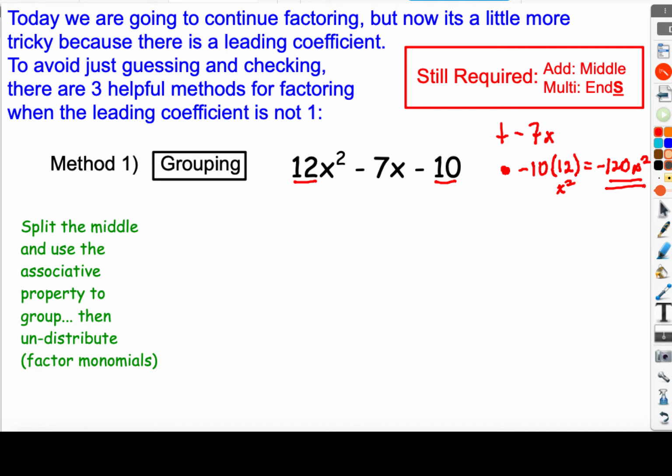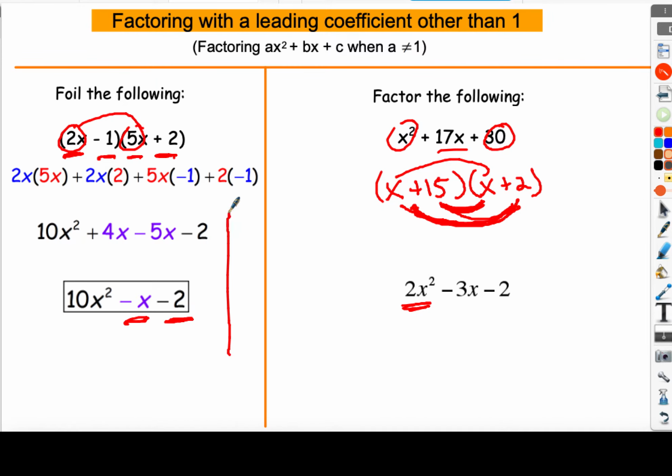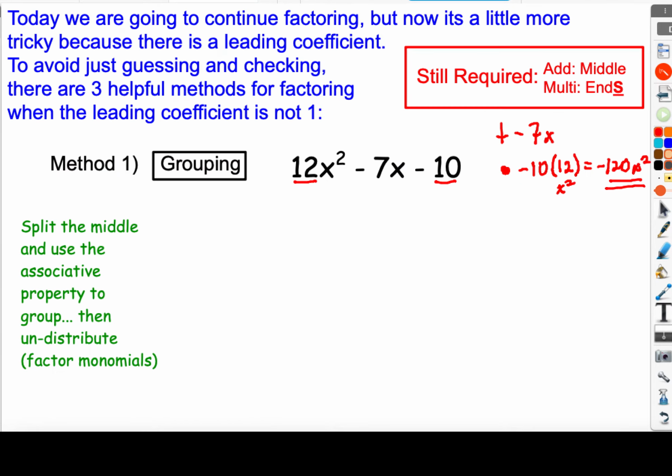After that, we're just going to take a few extra steps compared to what we did previously, in order to essentially work our way backwards through this process. Think of it that way. We need to be able to split the middle, and then we need to be able to sort of backtrack our way back to two binomials.